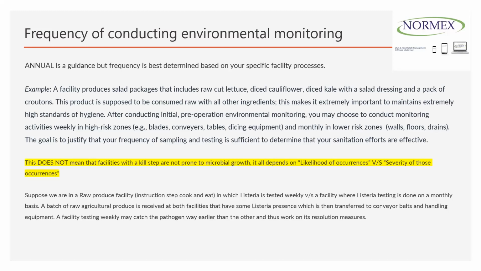So I talked about a cooking step or kill step. I'll repeat it again. Having a kill step or a cooking step does not mean that you are not prone to microbial growth. It also depends upon the likelihood of occurrences versus severity of those occurrences. So for example, if you have a Listeria occurrence and the likelihood of that occurrence is say every 3 months or say every month, then that means the rigorous cleaning is not helping.